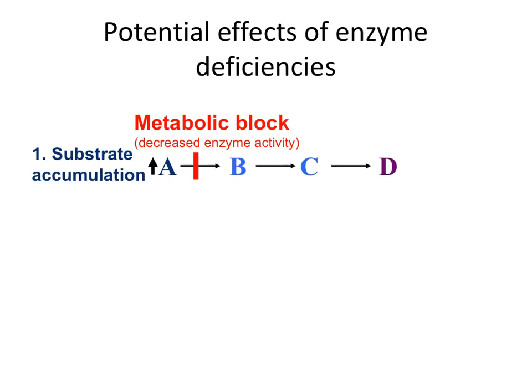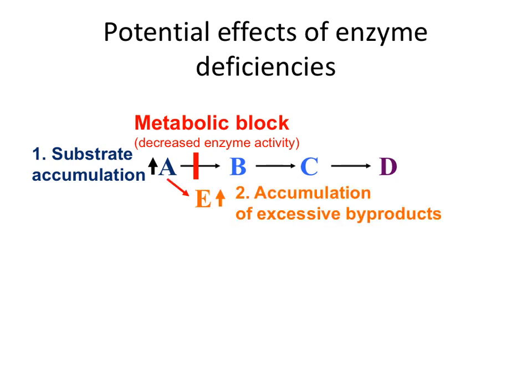So what happens if we have a deficiency in enzyme X? Well, the first possibility is that metabolite A might build up, and metabolite A might be toxic to cells. Or accumulated metabolite A might be converted to metabolite E, and metabolite E might be toxic to cells.